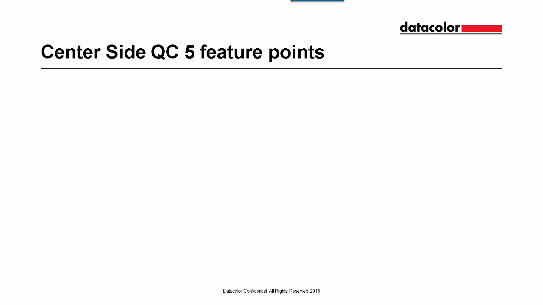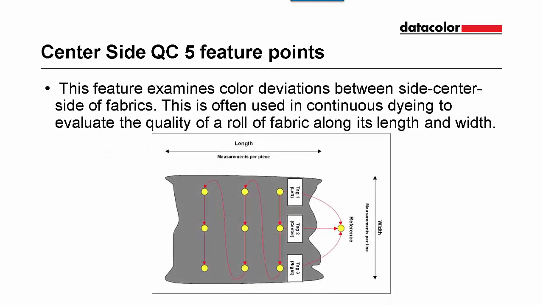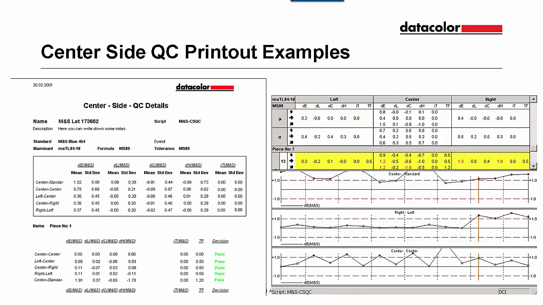The option Center Side QC is worth 5 feature points. This feature examines the color deviations between center and side of fabrics. This is often used in continuous dyeing to evaluate the quality of a roll along its length and width. Below are some examples of printouts from the Center Side QC option. On the left we have statistics on our readings, and on the right we have control charts.